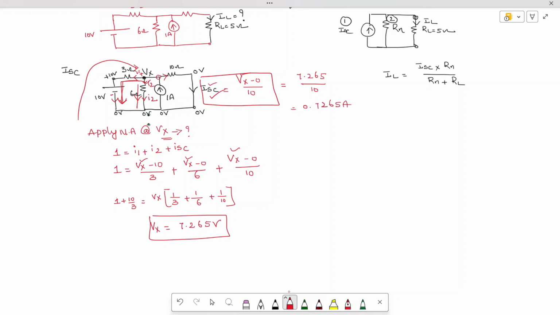0.7265 amperes will be the value of ISC. Next, how to find out the Norton resistance or internal resistance. Already you can see here the given problem has independent sources. For independent sources, the procedure is well defined.